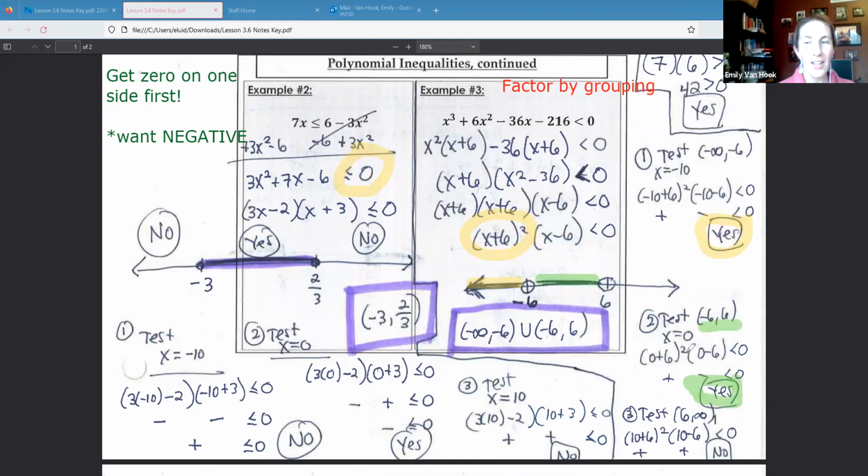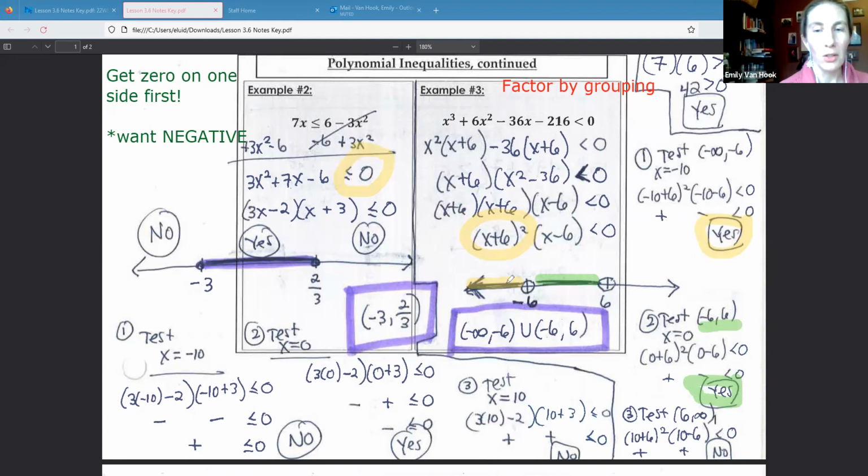Okay, so because that factor had a multiplicity of 2, that threw off the pattern of alternating. So this is an example where the intervals don't alternate. And then finally, when I tested the last interval from 6 to infinity, that one was no. So just notice it's a little bit different. Those were the things that we missed from example 2 and example 3.